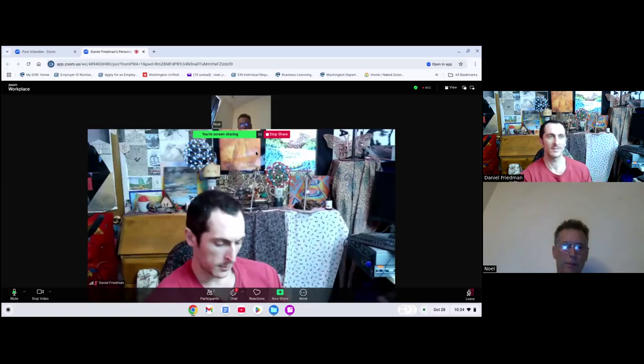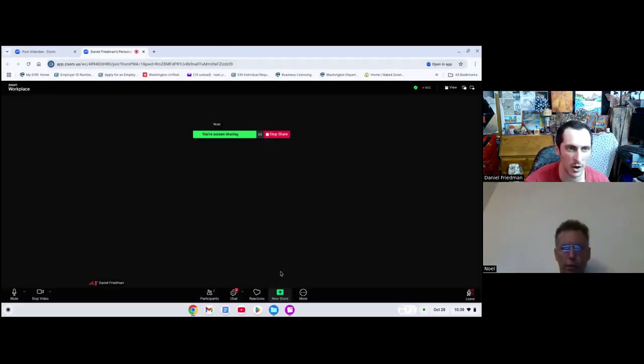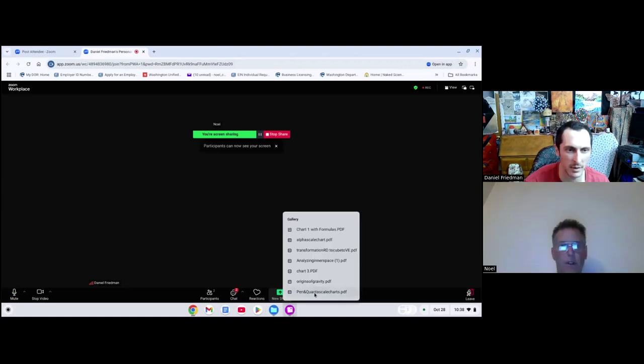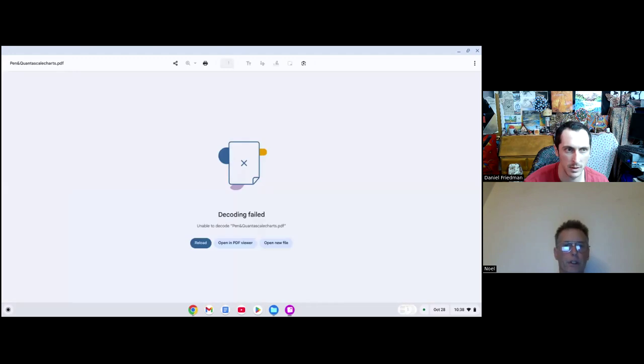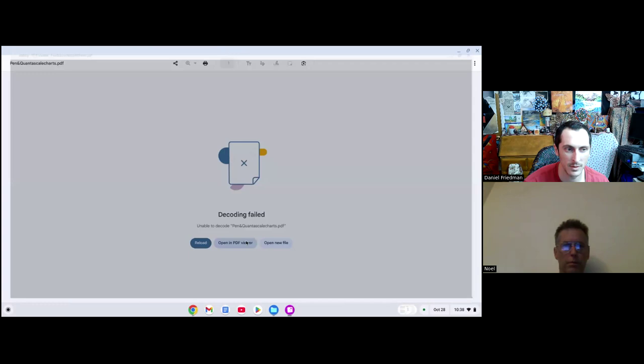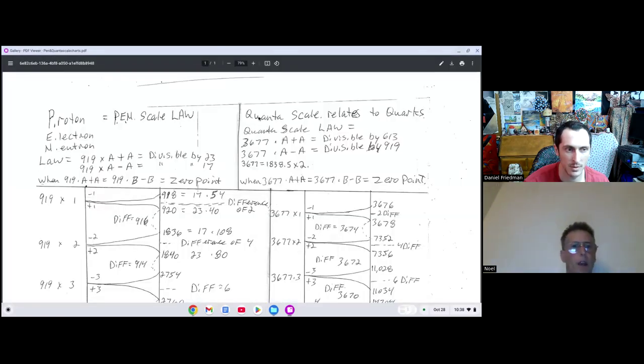Here, so I'm sharing screen now. Now it's all black. Oh, my computer's really glitching. Okay, well, let me just see if I keep going here. The screen share looks good now. Okay, let's see if this thing will open up. Decoding failed. Let me see what that does. No, that's not going to work. Oh, it did. Okay, cool.